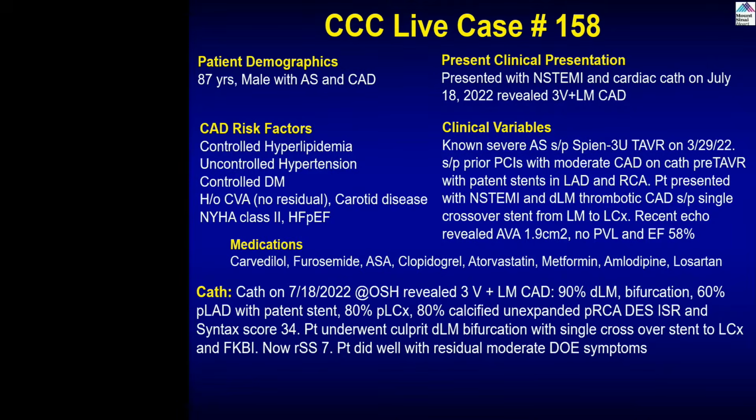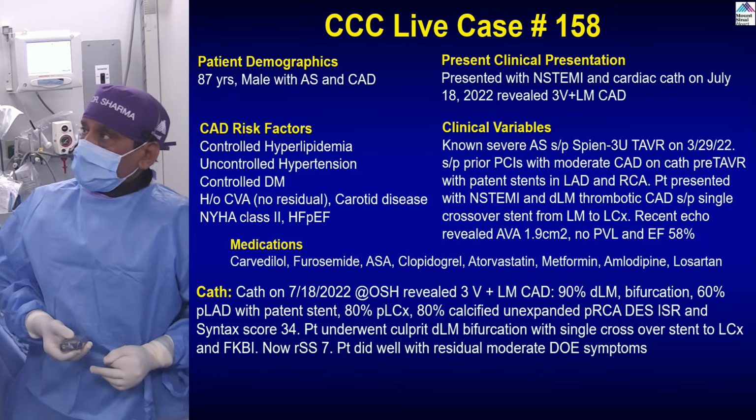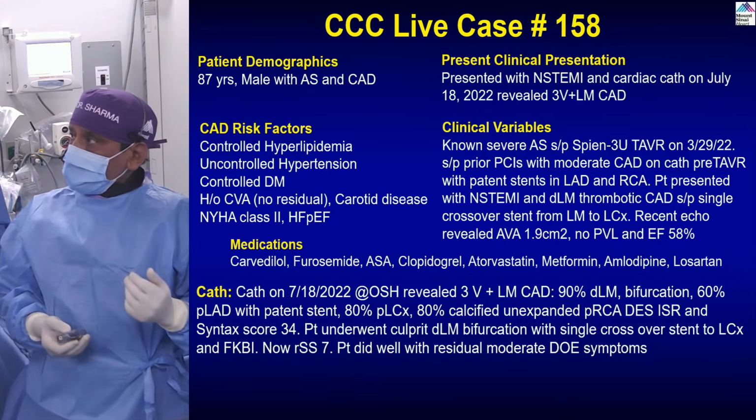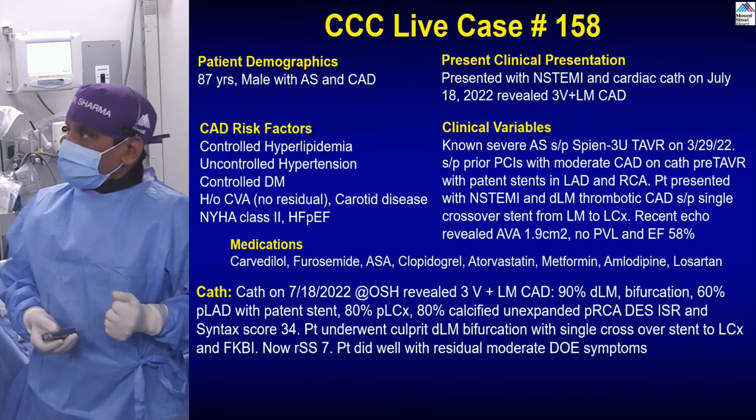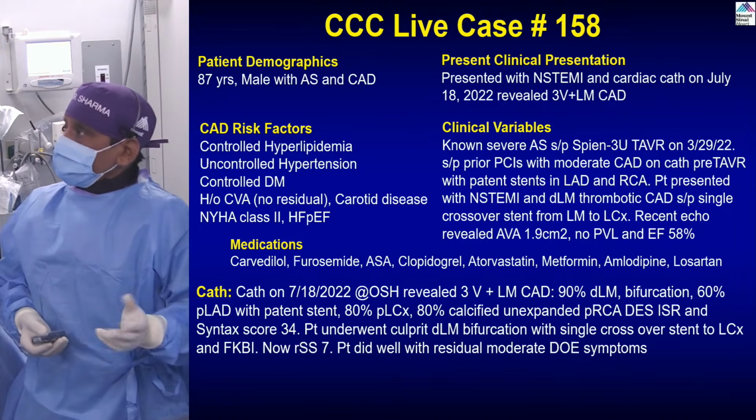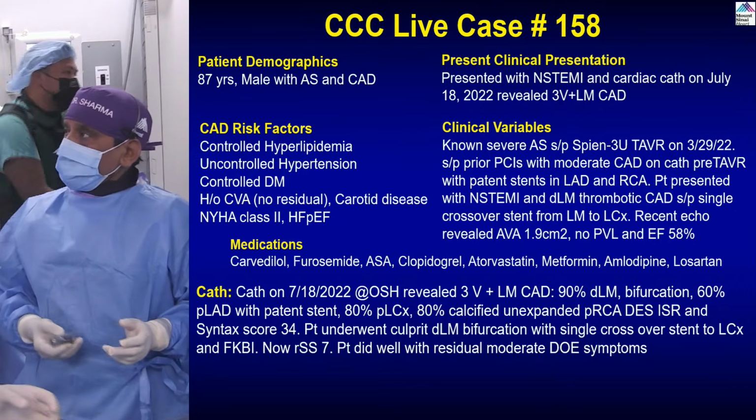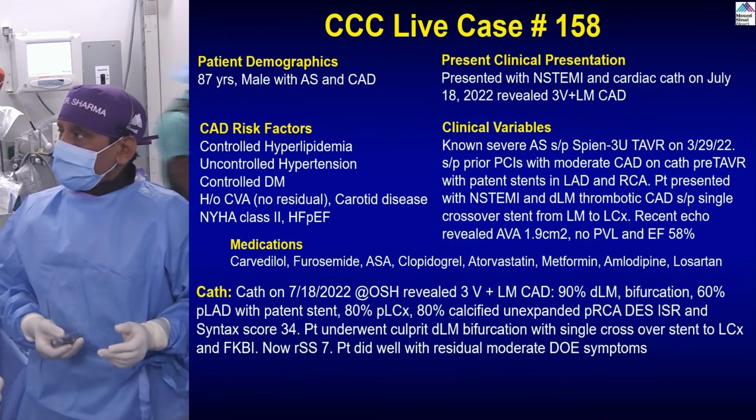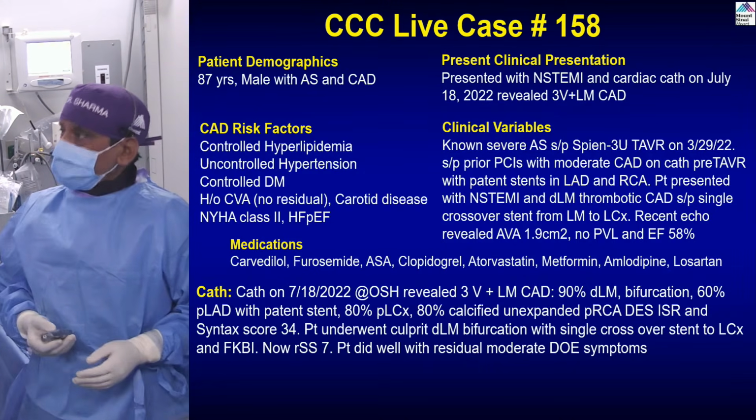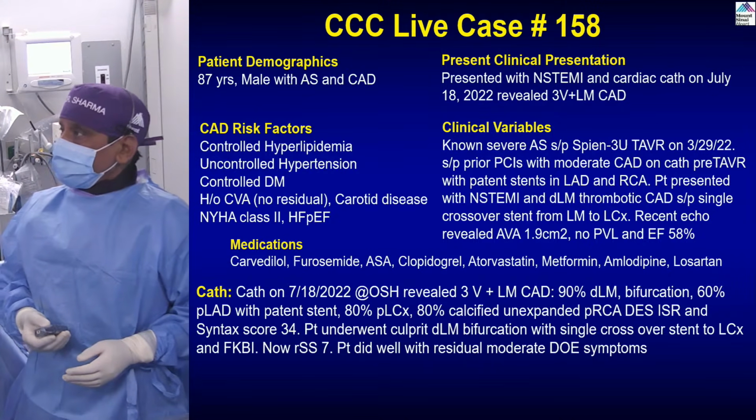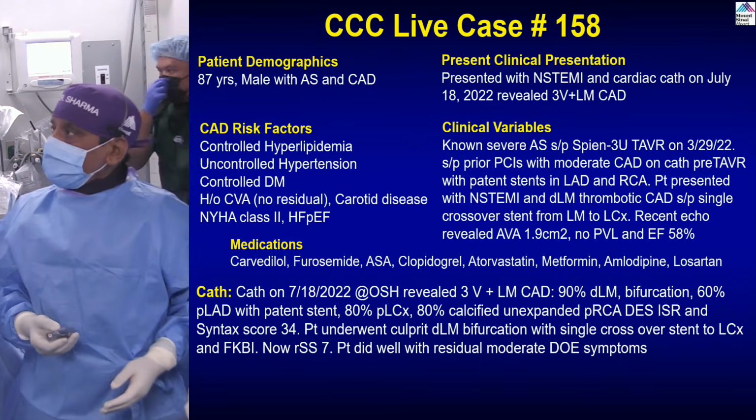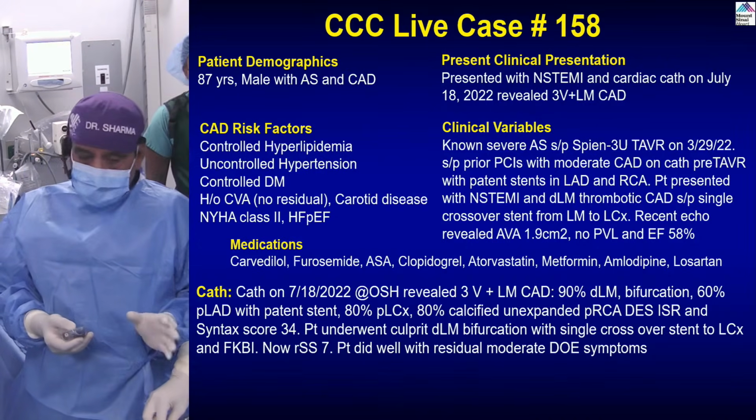So this is, as I said, case number 158. An 80-year-old patient who had AS and CAD, had a TAVR earlier this year in March. He had a PCI in the past and presented with non-STEMI in July, at that time with left main and 3 vessel disease. Risk factors include heart failure with preserved ejection fraction and CVA with no residual deficit. So basically, the patient has a SAPIEN 3 Ultra TAVR from March, and at the time the CAD was not significant.